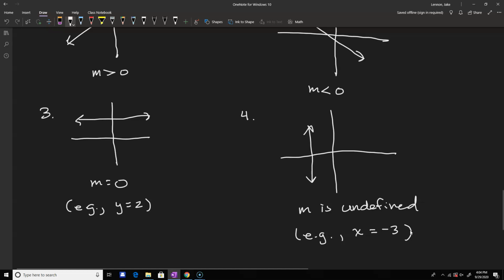So if you sketch a graph and it doesn't fall into one of those categories with respect to the slope, then you know you made a mistake.